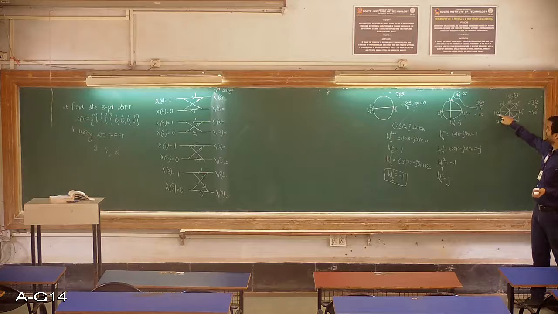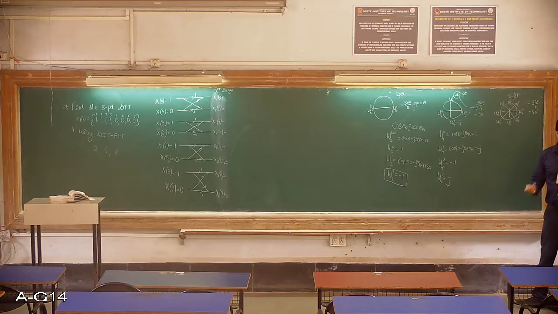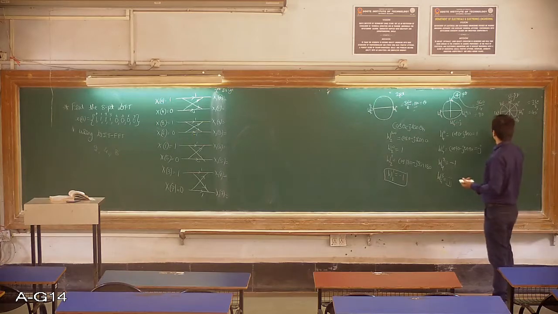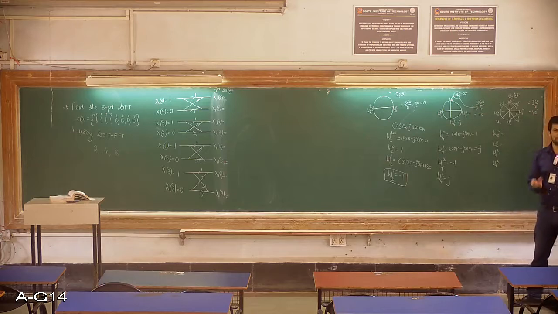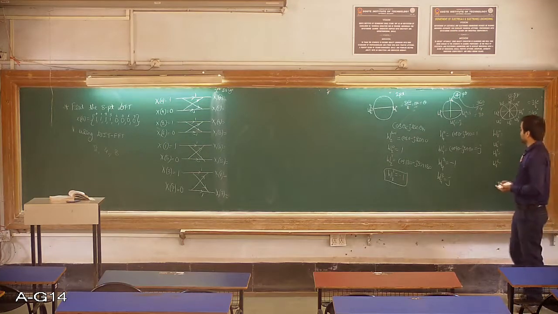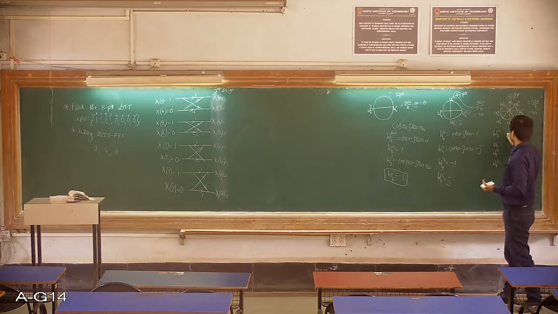If I compute these, the next 4 values are a 180 degree phase shift, so we just have to multiply with minus 1. The first values we compute are W8 of 0, W8 of 1, W8 of 2, W8 of 3. I am interested in these 4 values because the next 4 are just multiplied with minus 1. Again the same thing: cos of 45 into 0, so cos of 0 minus j sine 0. So we'll get 1.